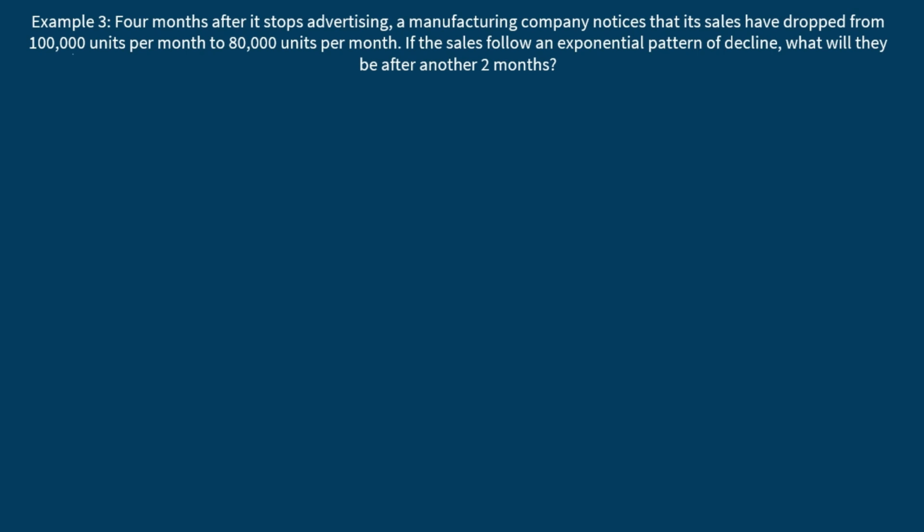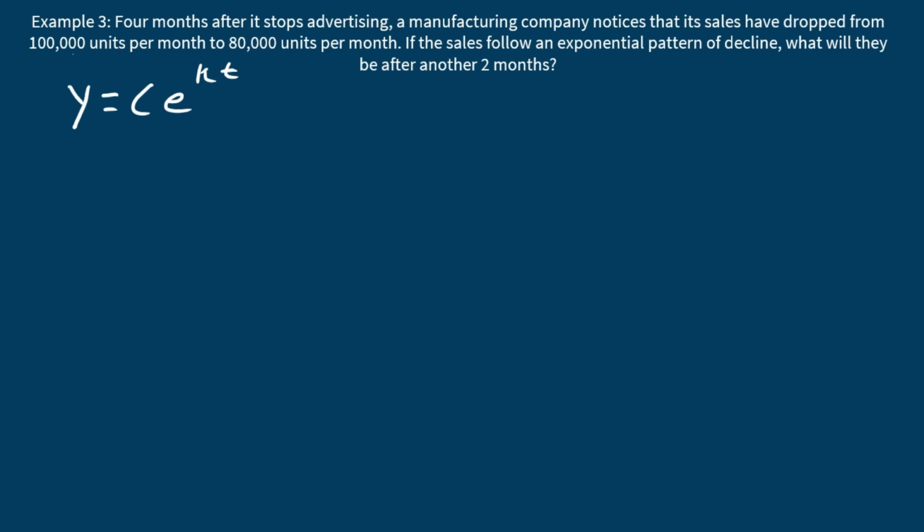Example number 3. 4 months after it stops advertising, a manufacturing company notices that its sales have dropped from 100,000 units per month to 80,000 units per month. If the sales follow an exponential pattern of decline, what will they be after another 2 months? So first, what we're going to do is just write down our model, which is the exponential growth and decay model, which is y is equal to c times e raised to the kt.